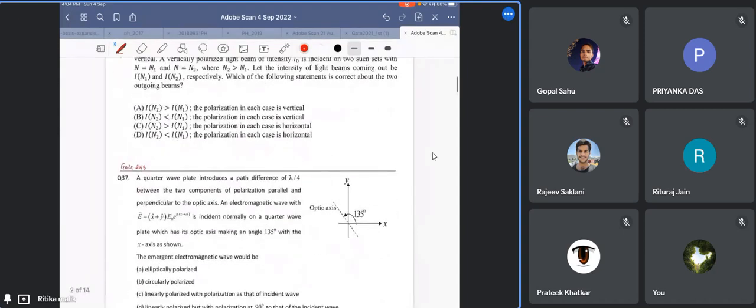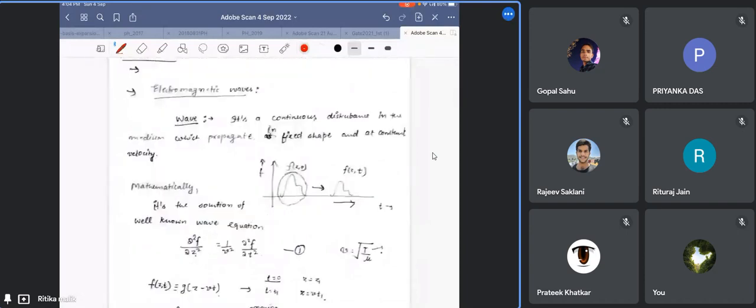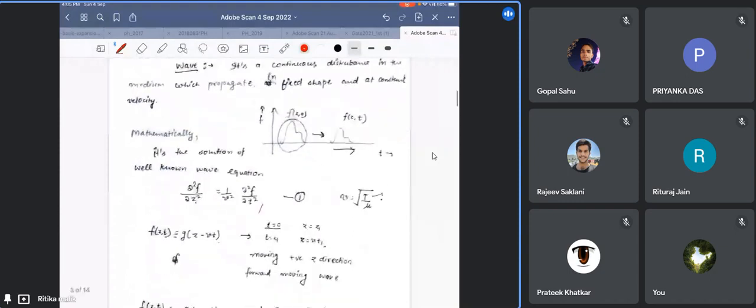So let us start with this electromagnetic wave concept. What is a wave? It is a continuous disturbance in a medium which propagates in a fixed shape and at constant velocity. For example, if you take a string and move it up and down, there will be some disturbance created by you and it will start moving away from you. This kind of disturbance, which is moving in a string, is known as a wave. Mathematically, it is a solution of the wave equation. So this is the wave equation, and the disturbance that you have created is the solution of this wave equation.